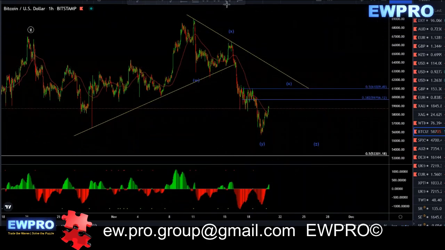But on the H1, we're looking at W, X, Y, wait for your X2, back to the 38.2, and then a Z down. More than likely, we have a little cross here. I'd like to see it as something like an A, B, and a C up in here for the X2 before we get that Z down. So you really want to wait for the 3 waves up and then look for your sell.